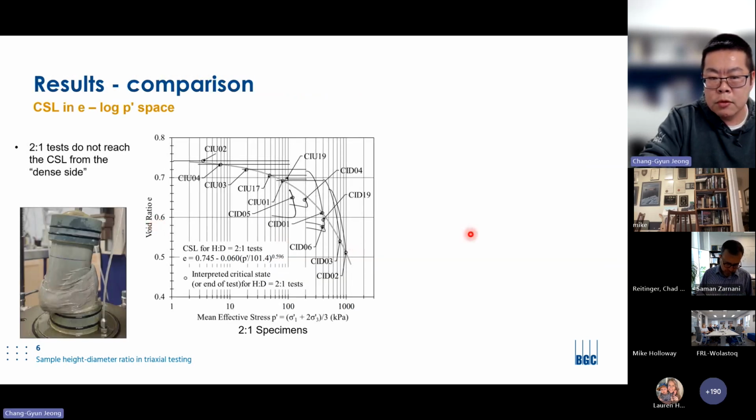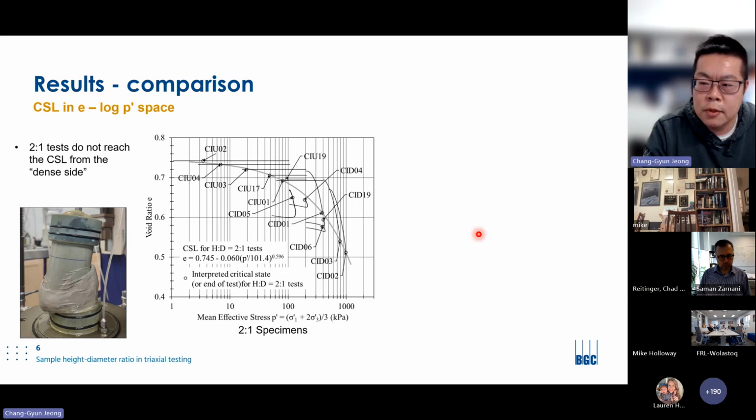We started with the 2:1 test. We did several drained and undrained tests, prepared to different densities and at different consolidation stresses, so that we can reliably determine the critical state line. You can see that the CSL is quite curved.